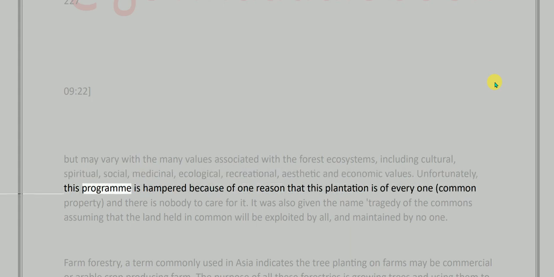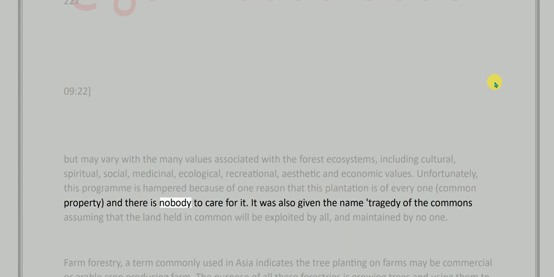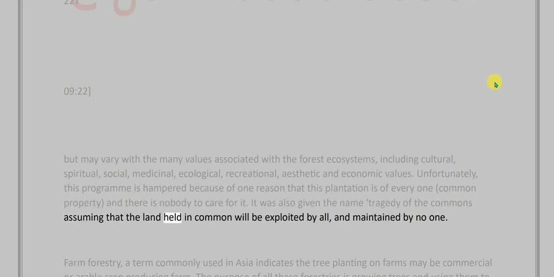Unfortunately, this program is hampered for one reason: this plantation is of everyone, common property, and there is nobody to care for it. It was also given the name tragedy of the commons, assuming that the land held in common will be exploited by all, and maintained by no one.